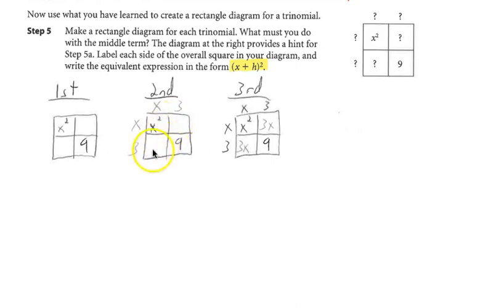Now we can fill in the rest of the diagram. We have 3 times x is 3x, and x times 3 is 3x. It turns out we were squaring x plus 3.